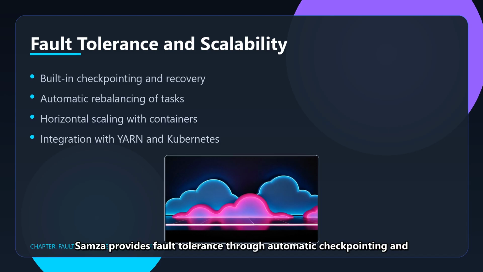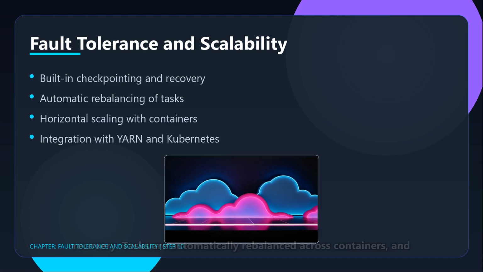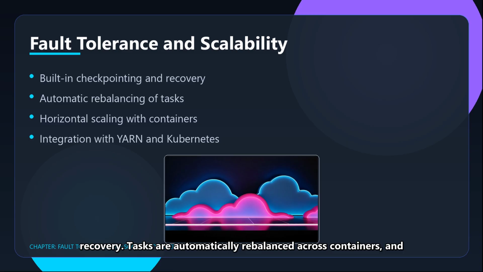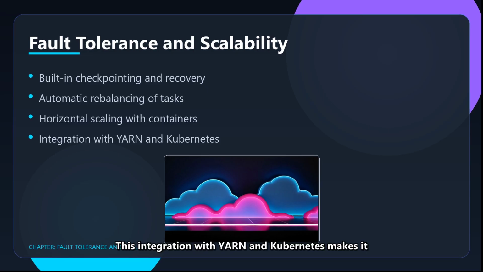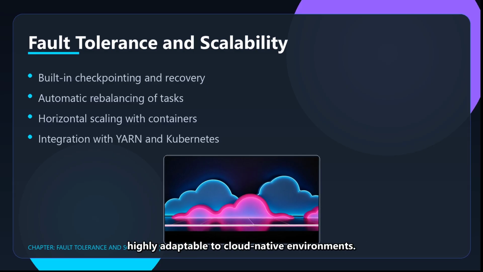Samza provides fault tolerance through automatic checkpointing and recovery. Tasks are automatically rebalanced across containers, and the system scales horizontally by adding more containers. This integration with YARN and Kubernetes makes it highly adaptable to cloud-native environments.